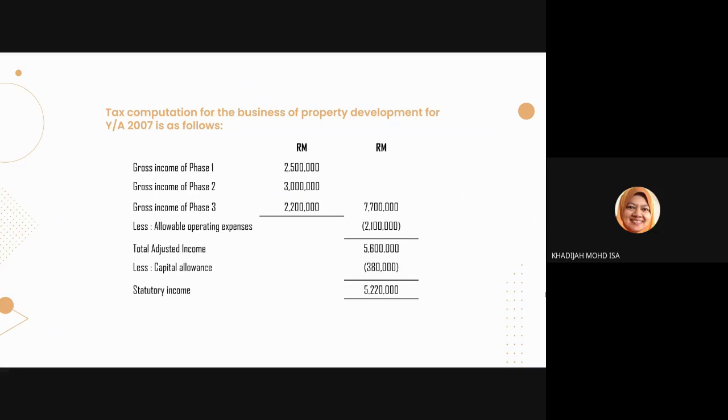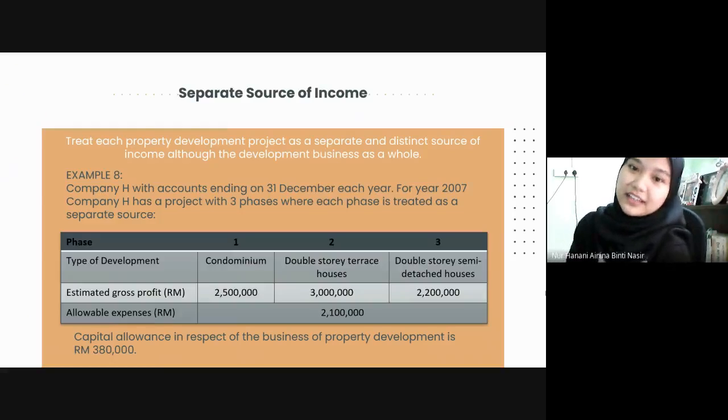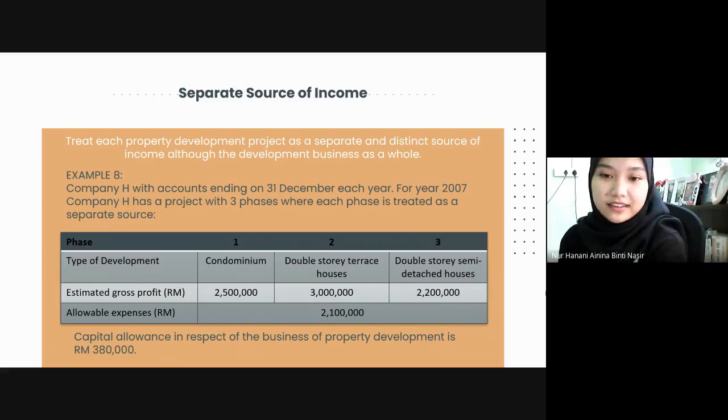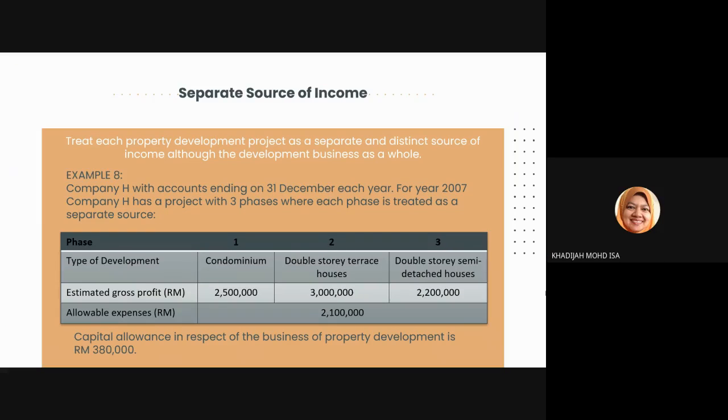Sorry, you cakap. Alright, for property developer, it's common for them to have many projects. For each project, they have to recognize income separately. Betul tak? Boleh cakap income separately kan? Each source. Treat each project as a separate and distinct source of income, although that one be said as a whole. So they still regarded project tu as a separate business income.